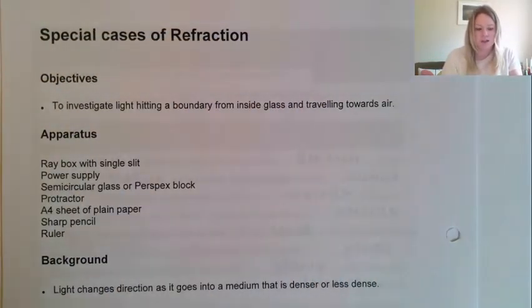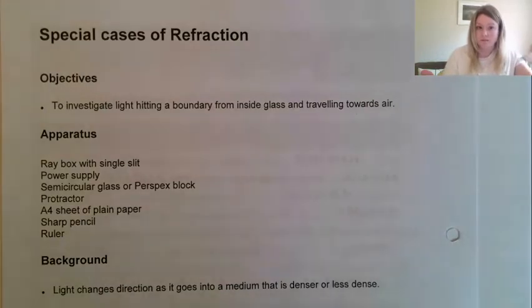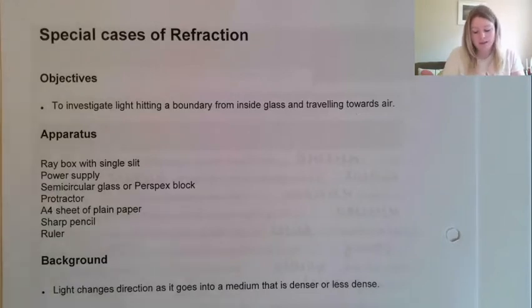Okay, if you turn over to page 80, we're going to be looking at one special case of refraction today. So far all the experiments that we have done have been looking at light going from less dense air into more dense glass. Today we're going to have a wee look at what happens whenever the light is going in the opposite direction. So we're going to aim our light and look at the light going from the more dense glass into the less dense air.